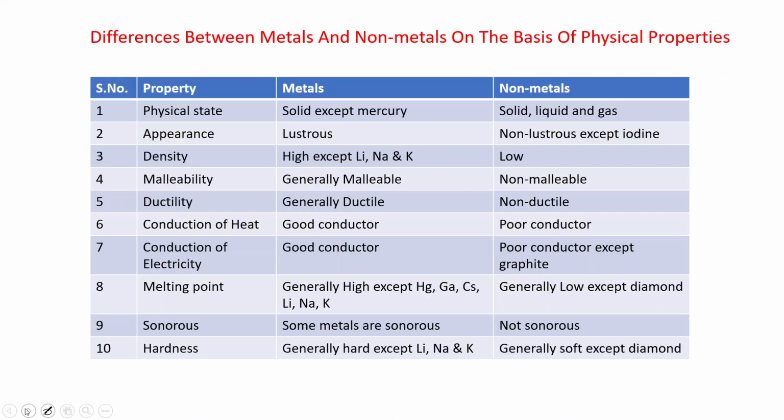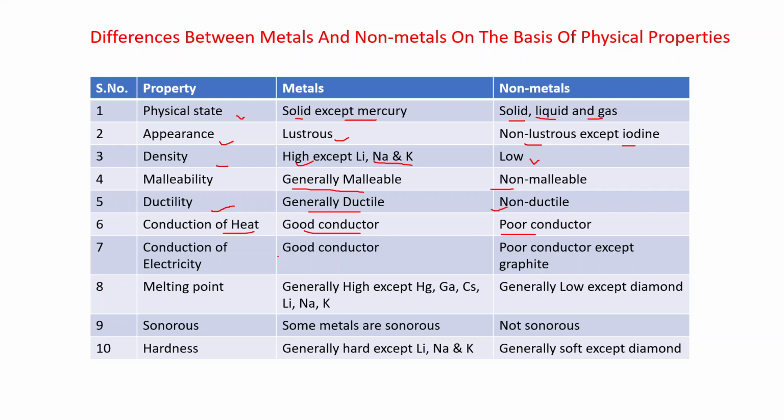Now after that, you must be able to differentiate metals and non-metals on the basis of physical properties. Now just see once again: physical state, metals are solid except mercury. Non-metals are solid, liquid and gas. Appearance, metals are lustrous, that is, shiny appearance. Non-metals are non-lustrous except iodine. Density, metals have high density except lithium, sodium and potassium. Non-metals have low density. Malleability, metals are generally malleable. Non-metals are non-malleable. Ductility, metals are generally ductile. Non-metals are non-ductile.